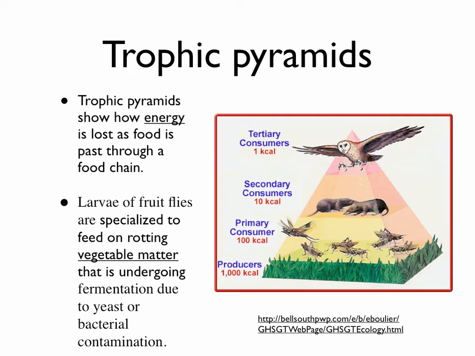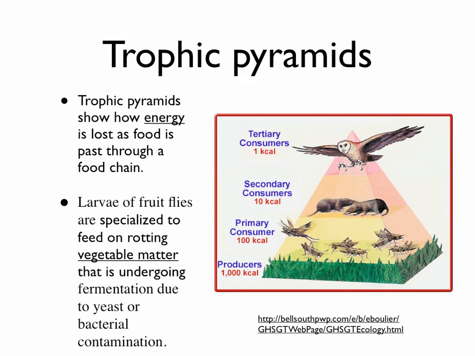Now, trophic pyramids is something we didn't have a chance to talk about in the ecology lecture. Trophic pyramids show how energy is lost as the food is passed through a food chain. So we've been talking about food chains and diagramming food chains and talking about how the arrow goes in a very particular direction. Larvae of fruit flies are specialized to feed on rotting vegetable matter that is undergoing fermentation due to yeast or bacterial contamination. So they are primary consumers.